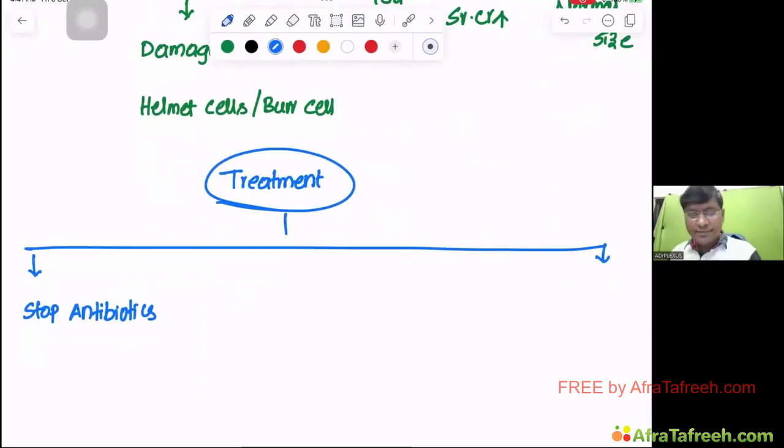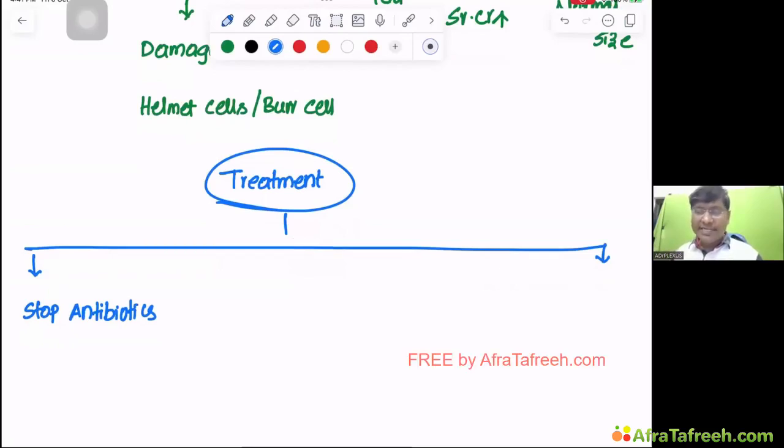It's an infective pathology, right? Why should we not give antibiotics? Very good. So when you're killing the organism, the products which are released from the organism will activate the complement, and more and more complement gets activated. Okay, so that is the reason why you need to stop the antibiotics. Then how will you treat uremia?